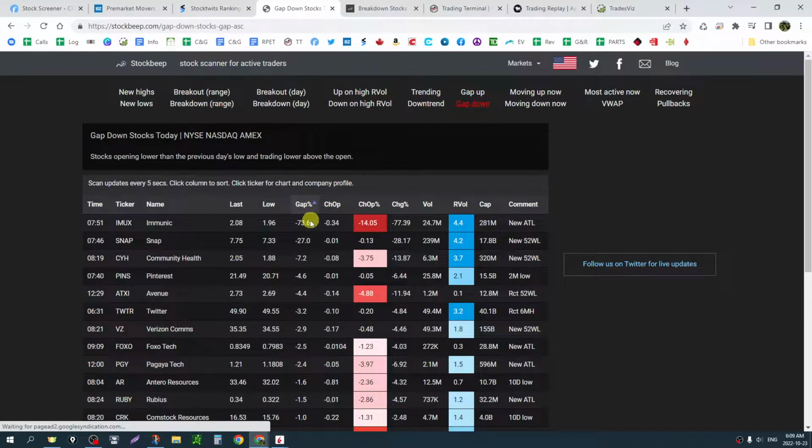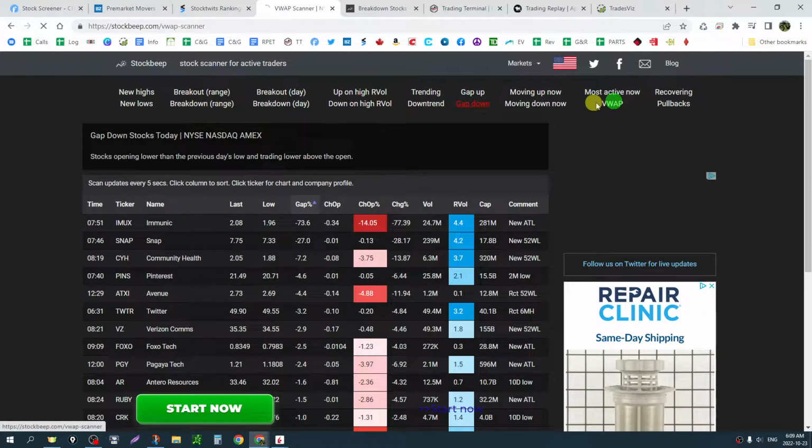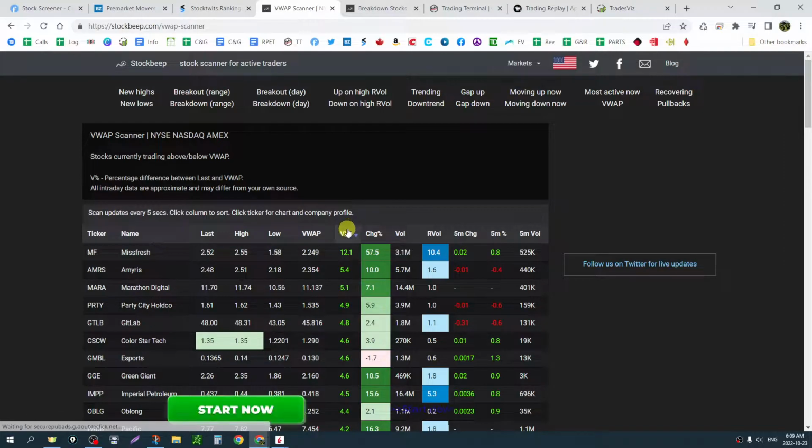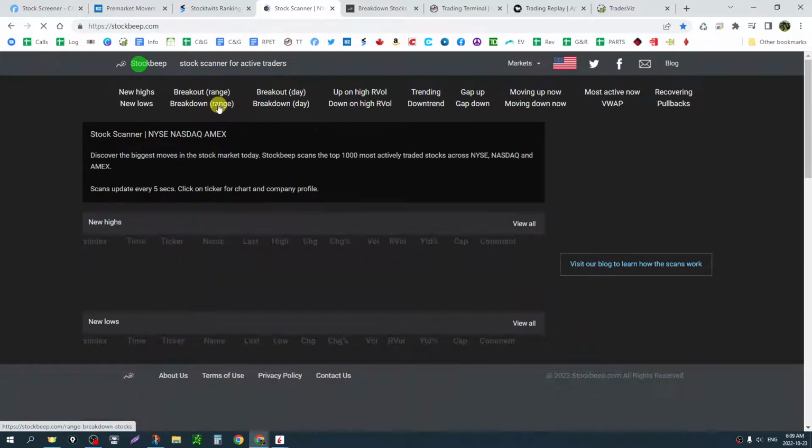Here's the gap here, so Immunex is gapped up, I don't know, gap down 73%. Snap, oh yeah, Snap was definitely a gapper. So this is really handy, and it is free. Thank you, StockBeep.